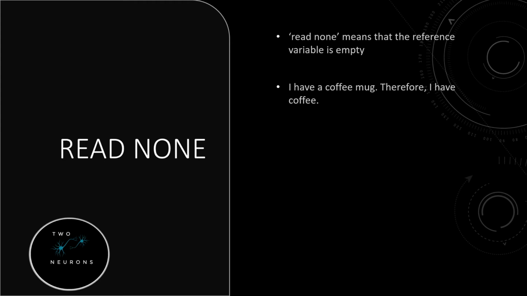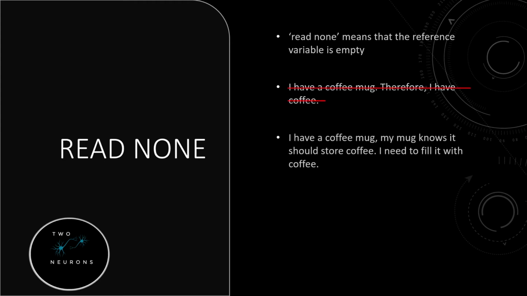You need to put something in it. So we can get rid of that. I have a coffee mug. My mug is the variable. It knows it should store coffee. I have to tell it where to get coffee from.